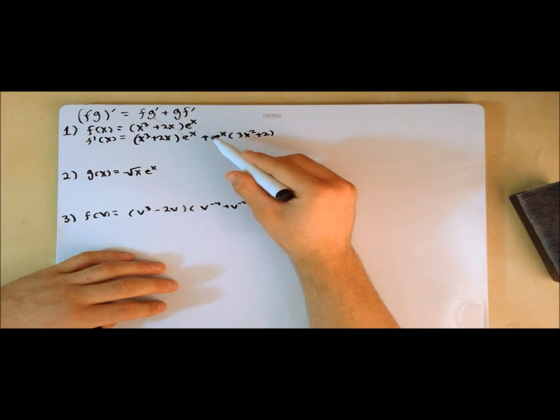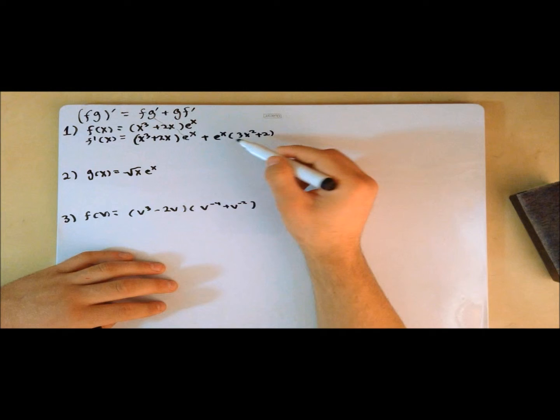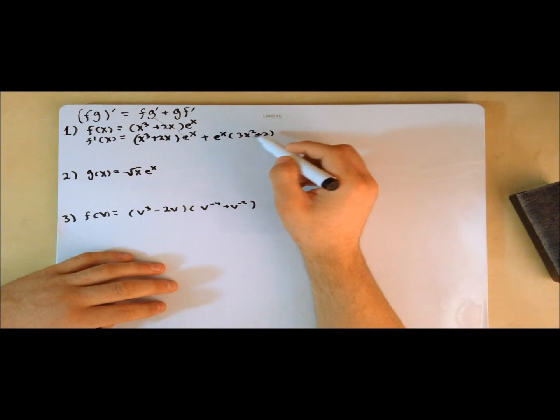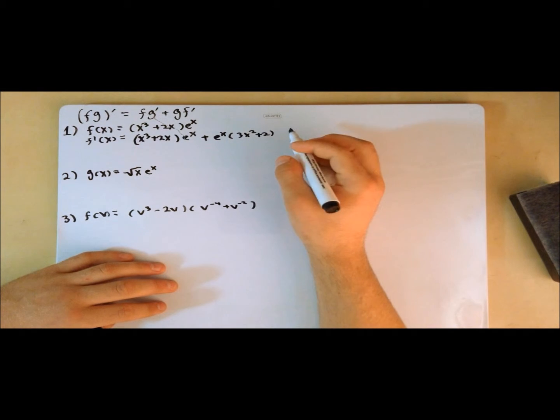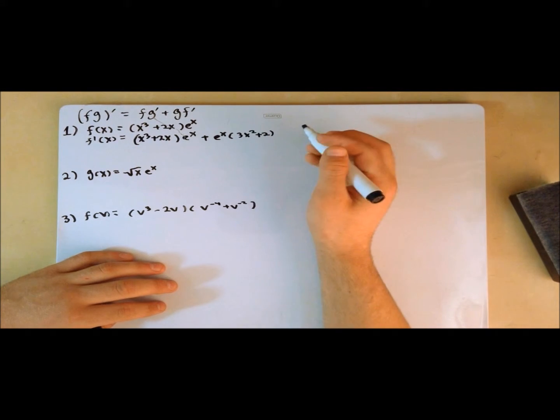So this is your answer. You could distribute this into the brackets and simplify, but if it doesn't ask to simplify, you can simply leave it as this.